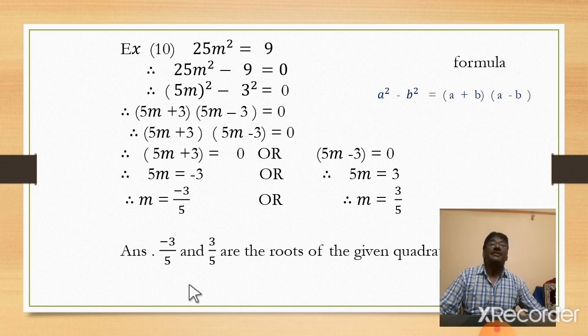Now, we say the equation is in the form ax square plus c is equal to 0. While solving this type of quadratic equation, we have to use the formula a square minus b square is equal to, in first bracket a plus b and second bracket a minus b. First, we arrange these two terms.